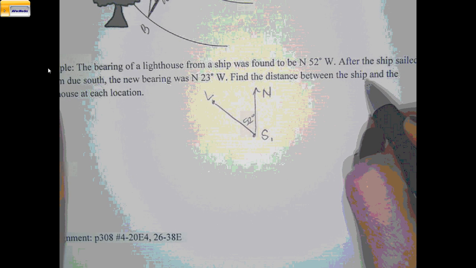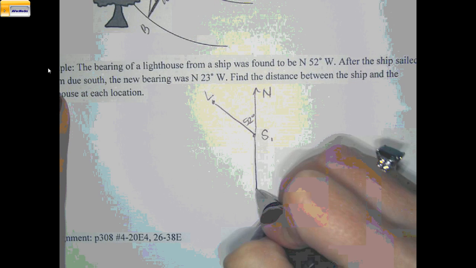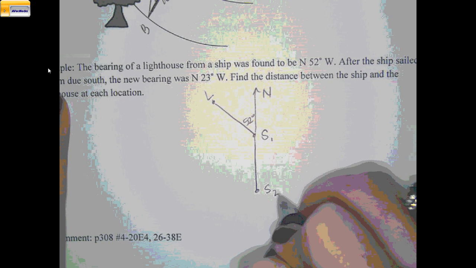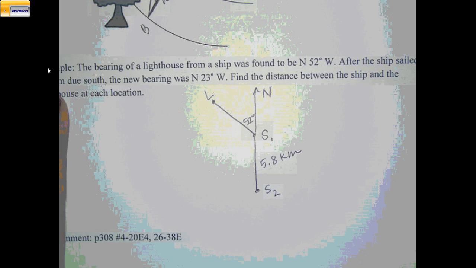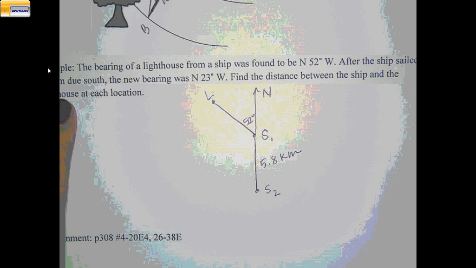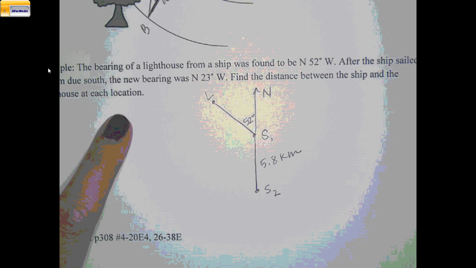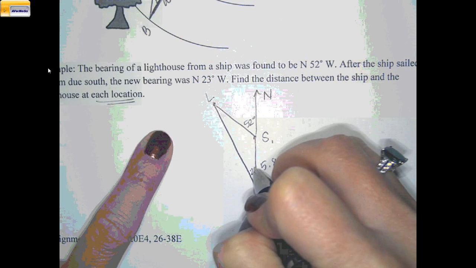After the ship sailed 5.8 kilometers due south, so we're going to go straight south. Here's the ship's new location, and he traveled 5.8 kilometers. Find the distance between the ship and the lighthouse at each location. Each location, how many answers do I have? 2. I just realized I did not do that with first hour because I didn't read. Shame on me. So this little angle right here is 23 degrees.